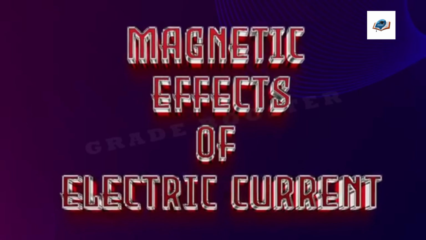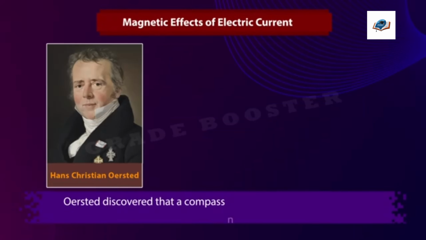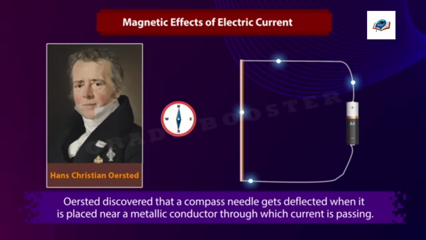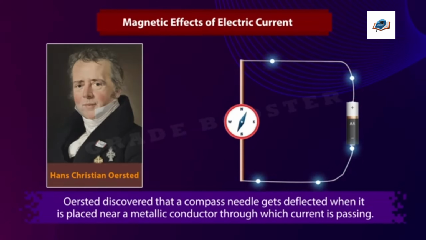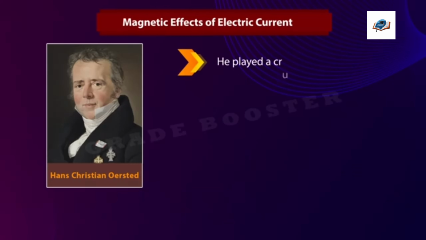Magnetic effects of electric current. In 1820, Hans Christian Ørsted, one of the leading scientists, accidentally discovered that a compass needle got deflected when an electric current passed through a metallic wire is placed nearby. This observation demonstrated the connection between electricity and magnetism. That means he played a crucial role in understanding electromagnetism.